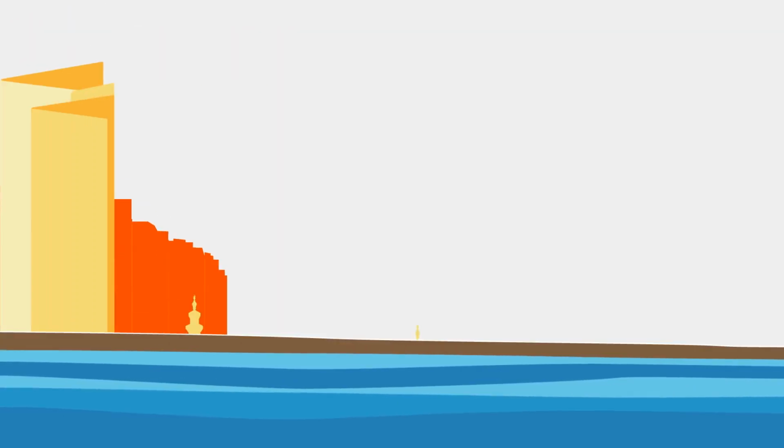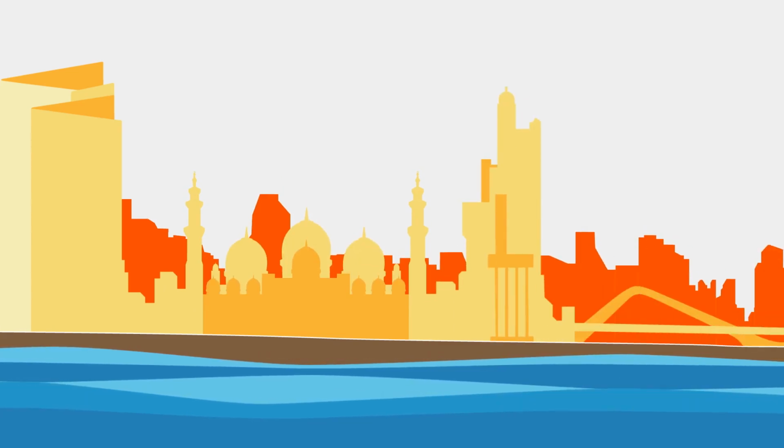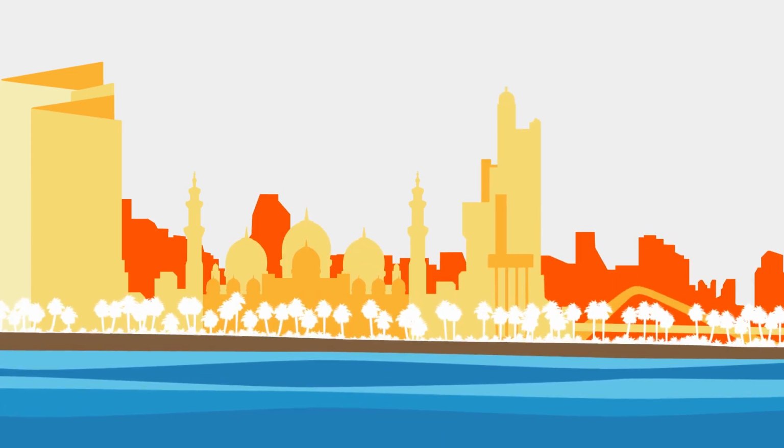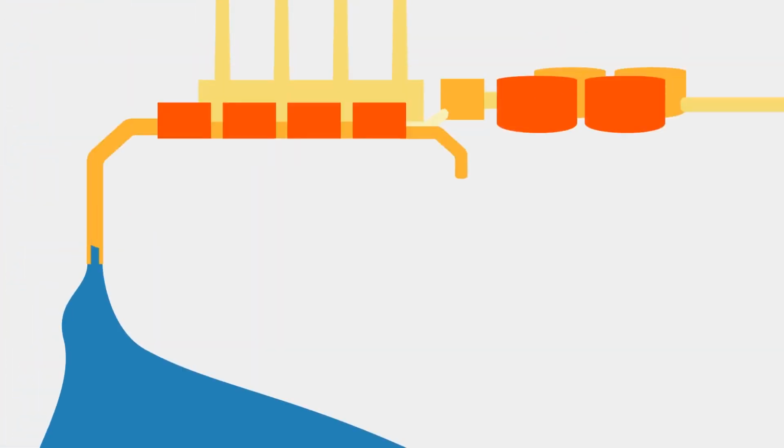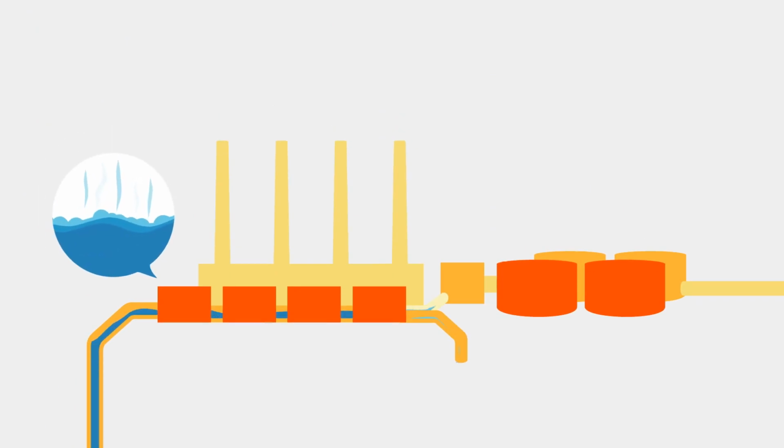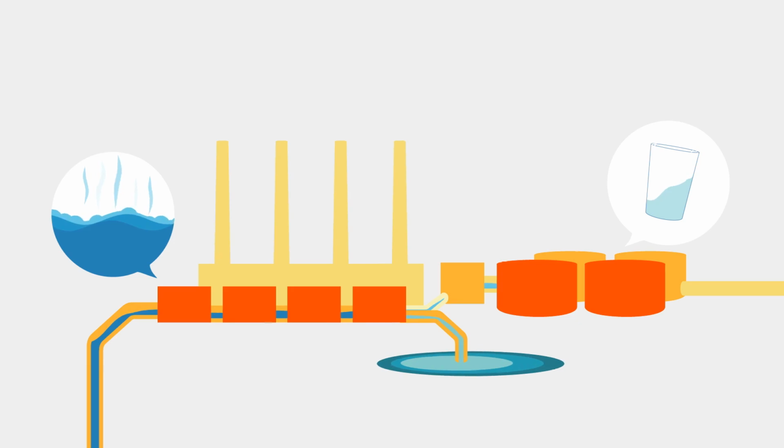Abu Dhabi is a growing city in a desert climate. We have some natural freshwater resources, but not enough. So we turn to desalination. Desalination plants take seawater and use high pressures or temperatures to produce drinkable water.